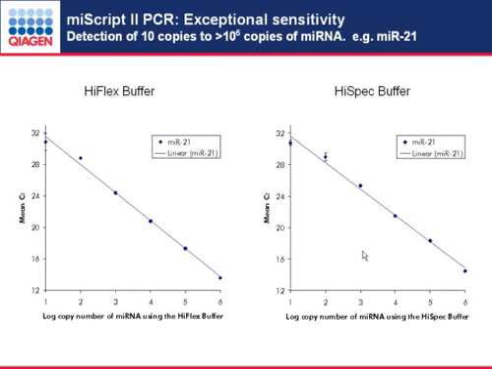In addition, the miScript II PCR system offers exceptional sensitivity, and you can detect from only 10 copies to more than 1 million copies. And some background of this experiment was that a synthetic miR-21 was reverse transcribed, and copy numbers from 10 to 1 million were used in a miScript PCR reaction.